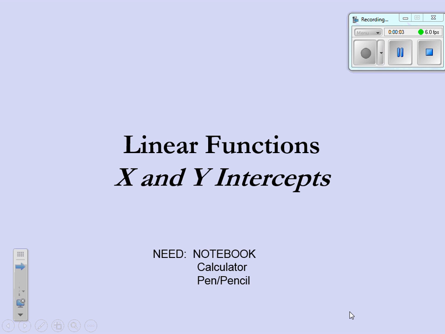Hello, today we're going to continue on our journey with linear functions. So we're taking a further look at those lines, but our focus today is going to be on x and y intercepts.